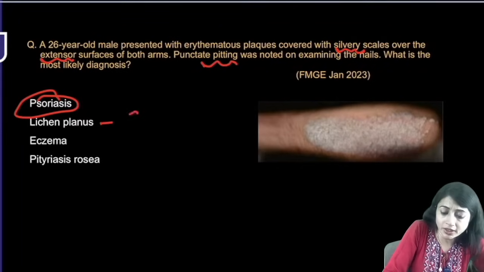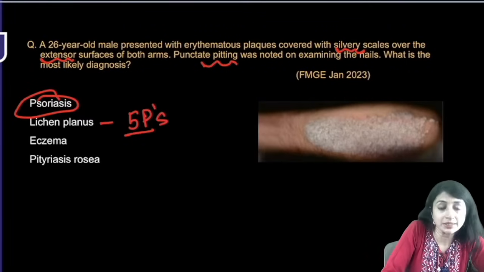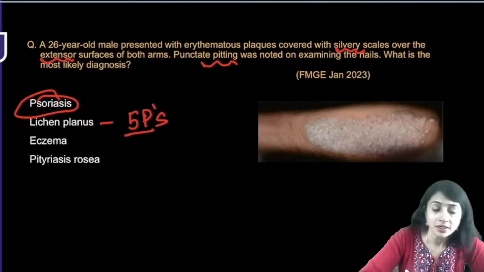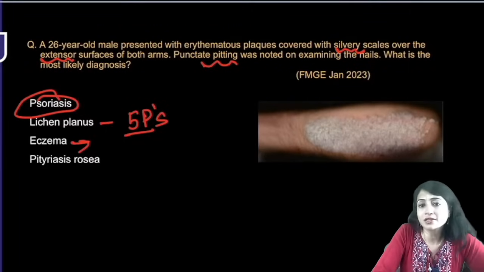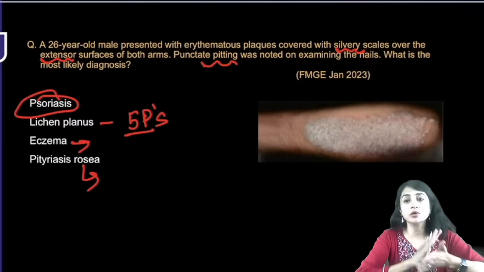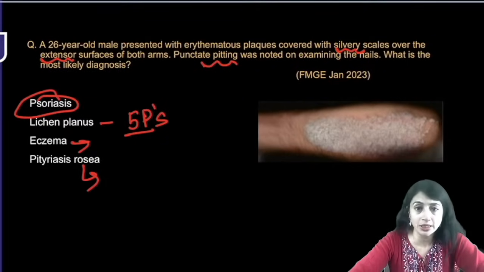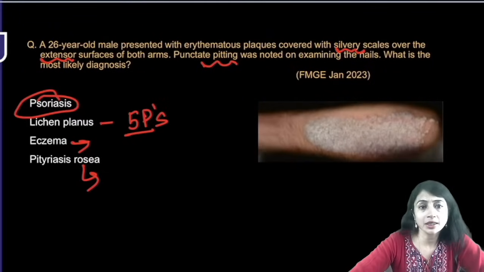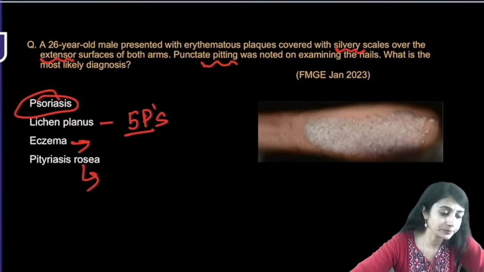Lichen planus, on the other hand, will present with 5 P's: purple, pruritic, polygonal, papules and plaques. Eczema will not have silvery white scales. Pityriasis rosea. Okay, I want an answer here. What kind of scale do you see in pityriasis rosea? What is the characteristic scaling that you see in pityriasis rosea?